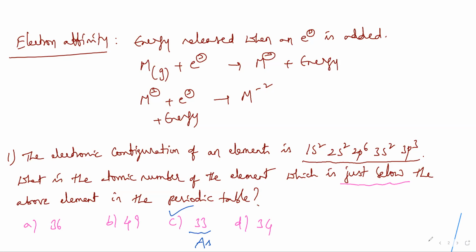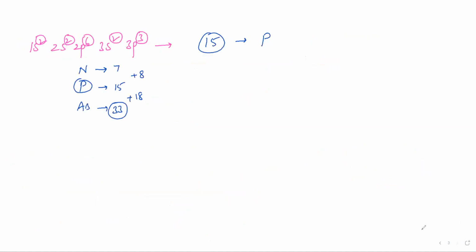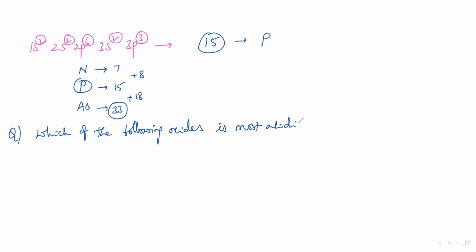Yes, sir. Okay, then we'll move to the next model. One more different model. Which of the following oxides is most acidic in nature? The given options are A, magnesium oxide, B, beryllium oxide, C, barium oxide, D, calcium oxide.